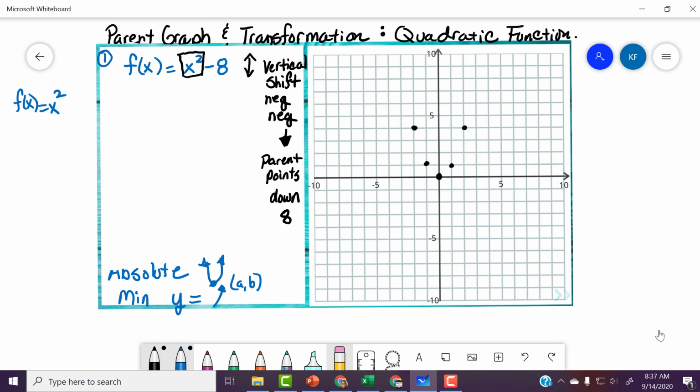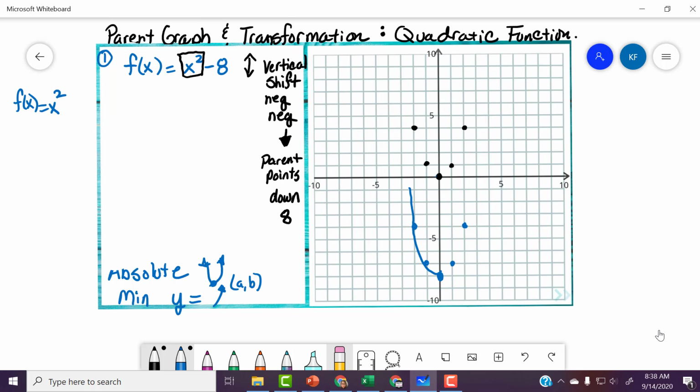So here are my parent points. That's the x squared represented by the black. And then I just want to show you something really quick. Since we don't have a stretch, which we will be doing, you can use the point where the absolute minimum is located as a guide, because nothing else changes. So this is a rigid transformation, meaning the shape does not change. Everything is in the same placement. It's just all moved down 8.